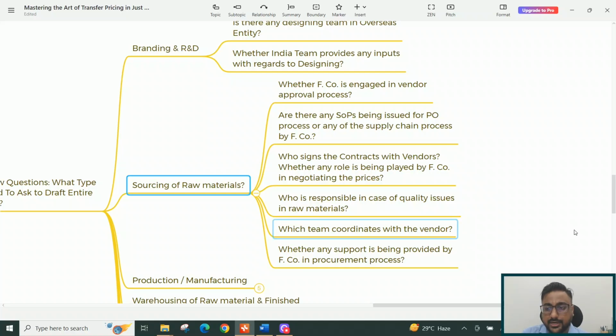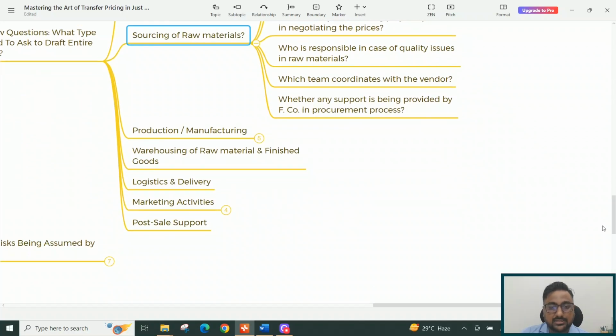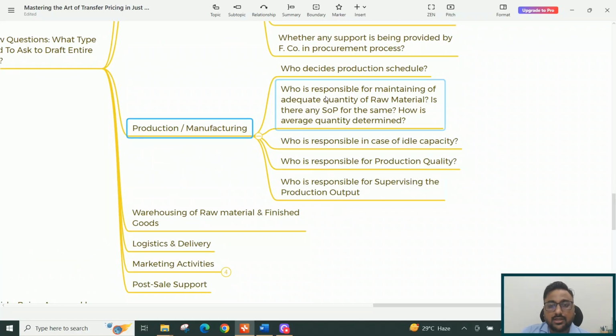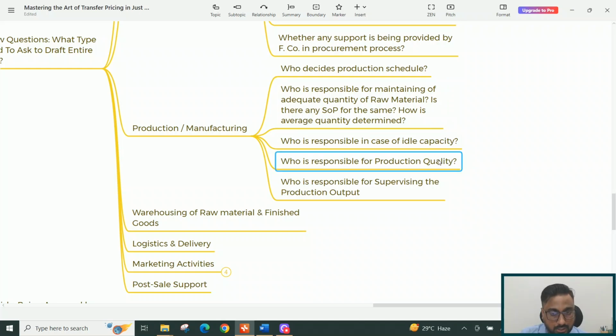We'll just move ahead. Then sourcing of raw material, then production manufacturing. Now, who decides production schedule? Who is responsible for maintaining adequate quantity of raw materials? Is there any SOP for the same? How is average quantity determined? Who is responsible in case of idle capacity? Who is responsible for product quality? Who is responsible for supervising the production output?